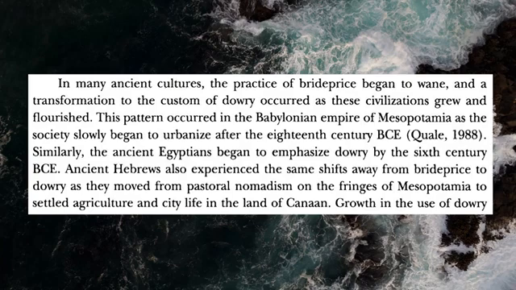What's interesting is that in ancient times, it started off as bride price, but then in a lot of those same societies, it changed. In many ancient cultures, the practice of bride price began to wane, and a transformation to the custom of dowry occurred as these civilizations grew and flourished. This pattern occurred in the Babylonian Empire of Mesopotamia as the society slowly began to urbanize after the 18th century BCE. Similarly, the ancient Egyptians began to emphasize dowry by the 6th century BCE. Ancient Hebrews also experienced the same shifts away from bride price to dowry as they moved from pastoral nomadism on the fringes of Mesopotamia to settled agriculture and city life in the land of Canaan.